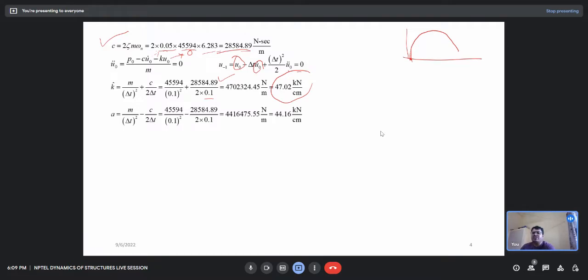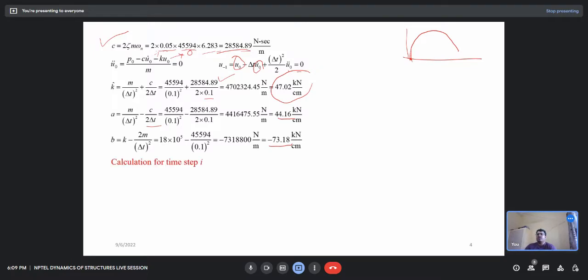Now the coefficient a is given by m over delta t square minus c over 2 delta t. If you put the values of m, c and the time step, you will get the a coefficient as 44.16. In the same way you can find coefficient b, which is k minus 2m over delta t square, which comes out to be minus 73.18. Now the calculation for the ith step.